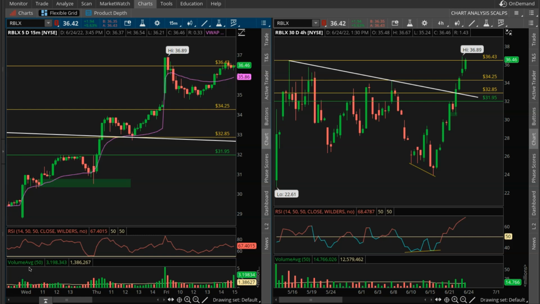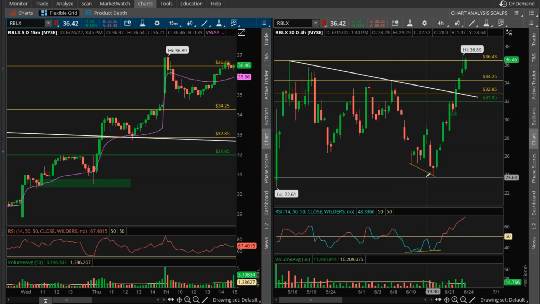So we're going to be starting off on the higher time frames, specifically on the right, the 30-day 4-hour. I'm going to show you exactly what I saw. And then we're going to bring it down to a shorter time frame on the left, and I'm going to show you how you could have pinpoint executed and how you could have stayed in this trade longer for a bigger gain.